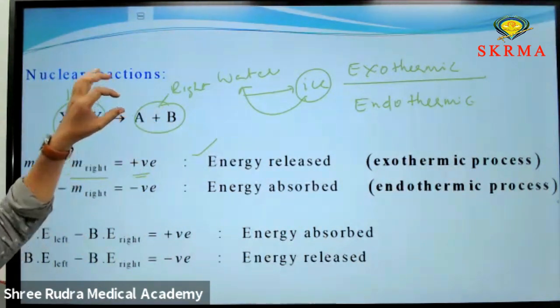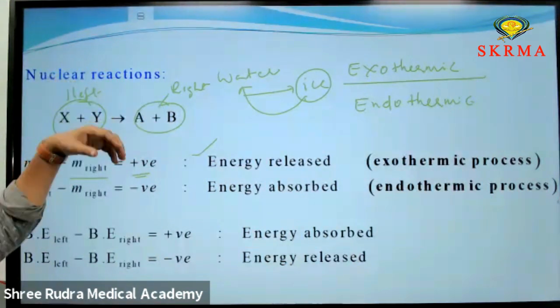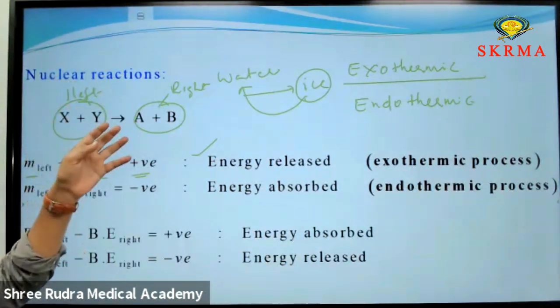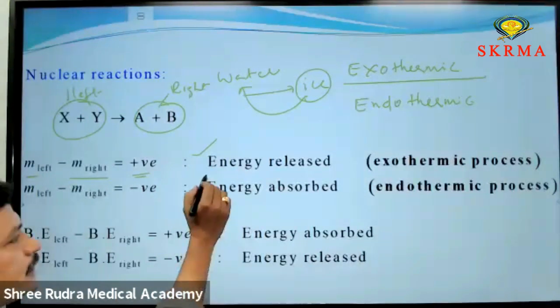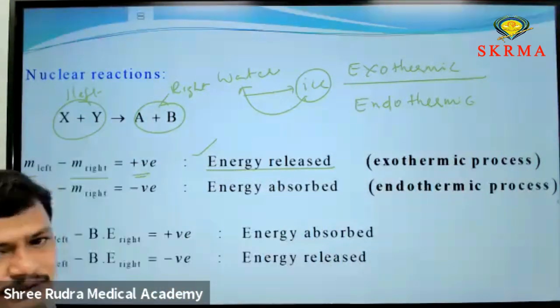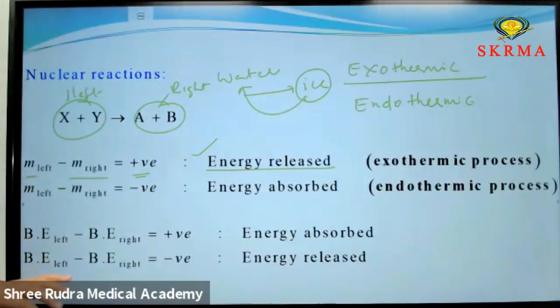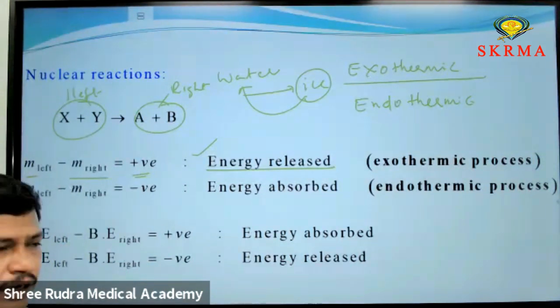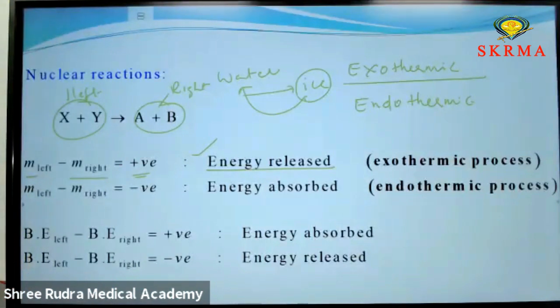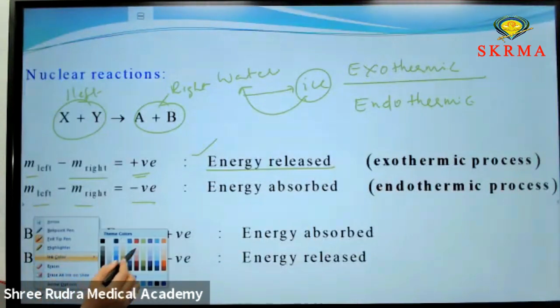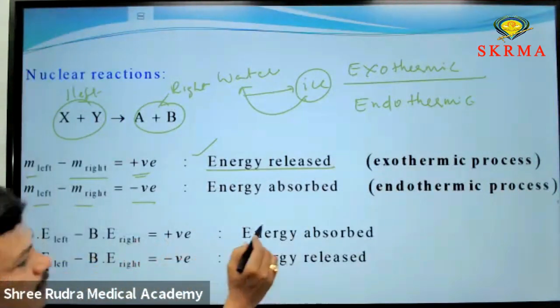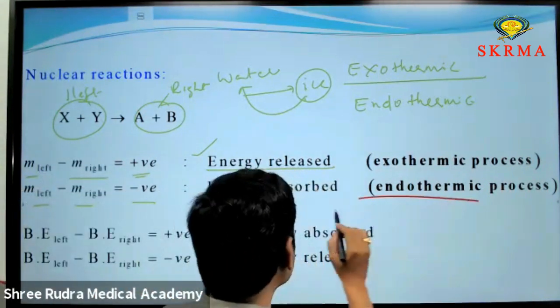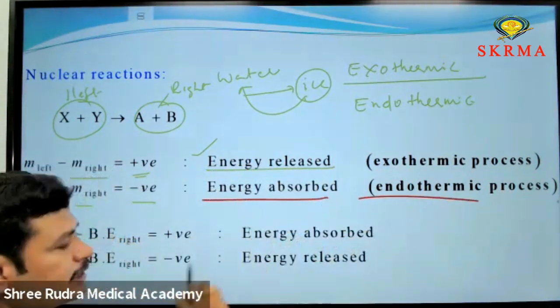After products formed, the mass is less. That means some mass is converted into energy. That energy is released in this process. This type of process is called exothermic process. These reactions are exothermic reactions. In the same way, if M left minus M right is negative, then that is endothermic reactions. In this case, energy is absorbed.